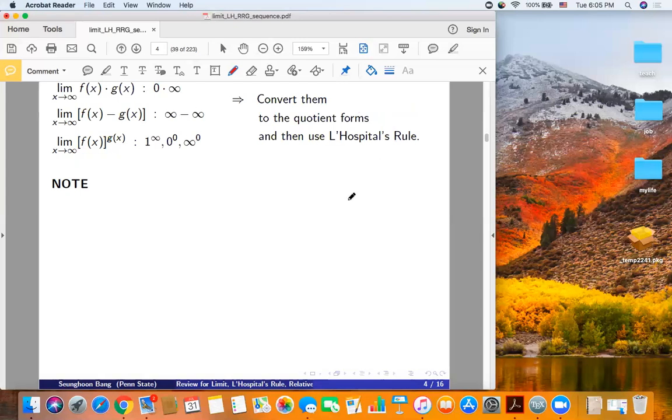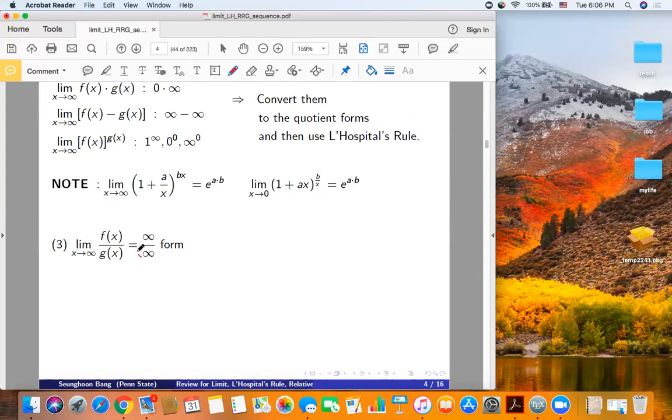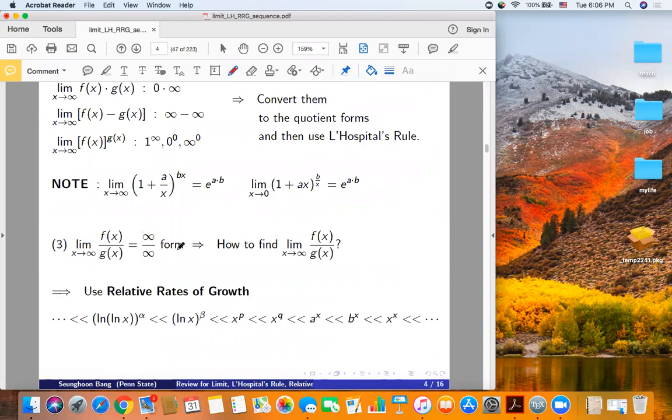Note, the limit of 1 plus a over x to the power bx as x approaches infinity is e to the a times b. The limit of 1 plus ax to the b over x as x value approaches 0 is e to the a times b. We have two things. The next one, the limit of f of x over g of x is infinity over infinity form, and x value approaches positive infinity. So how can you find it? We use relative rate of growth, the next one.